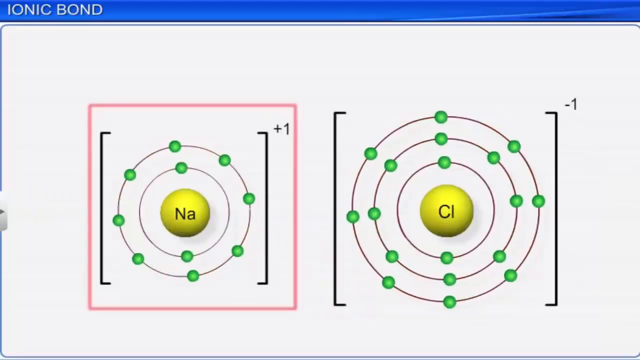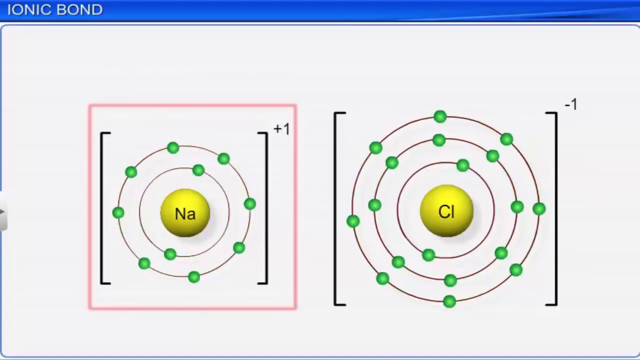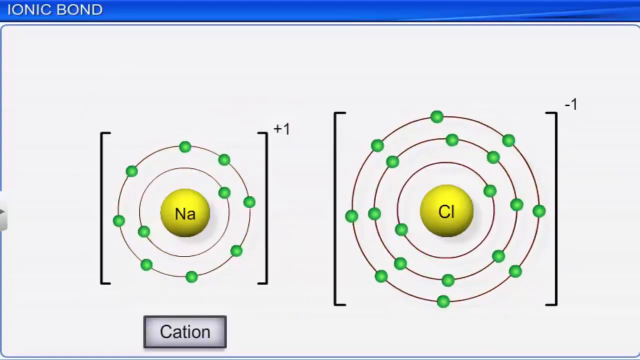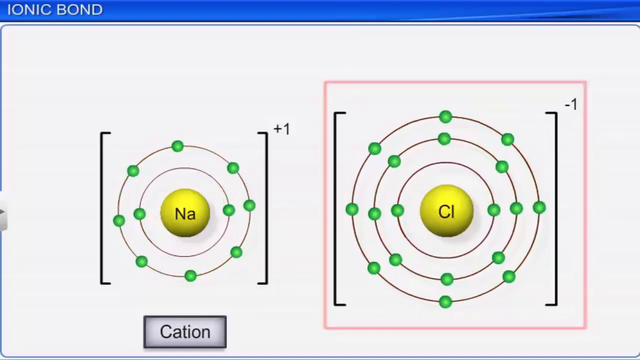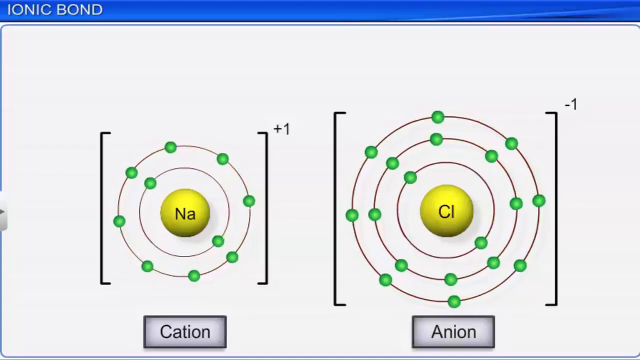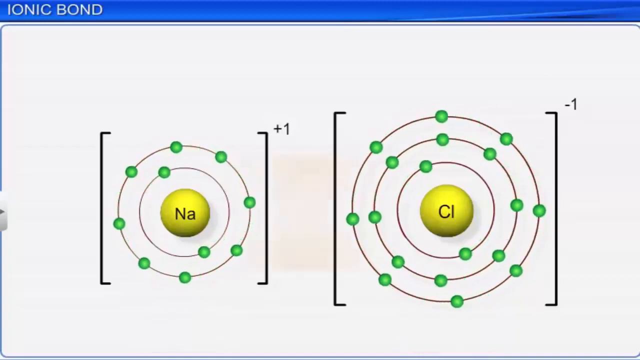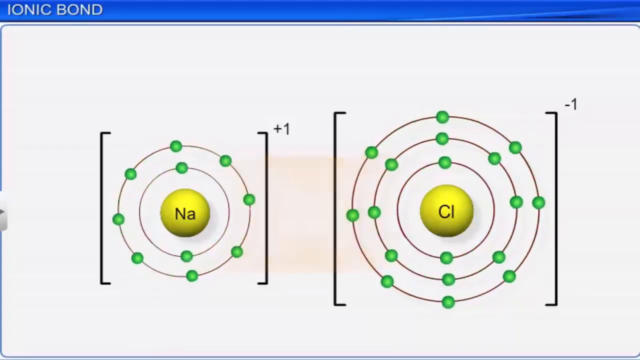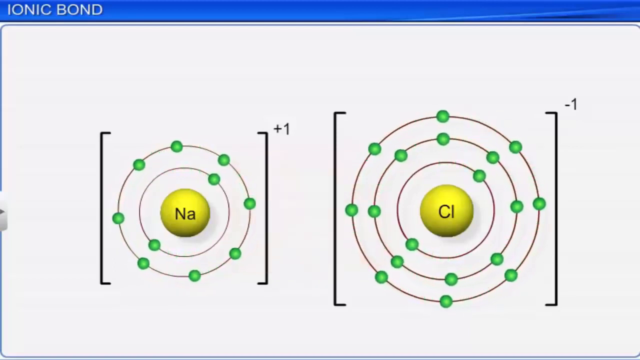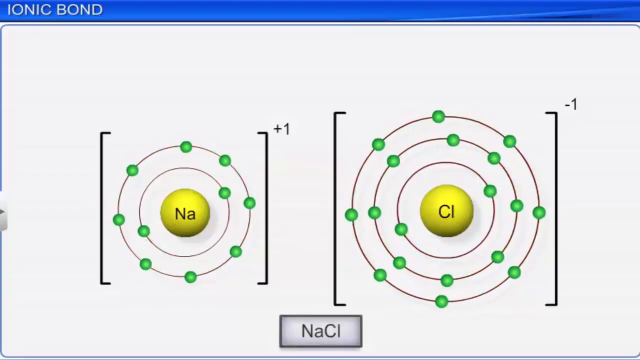Thus, sodium forms a positive ion, that is a cation, whereas chlorine forms a negative ion, that is an anion. Due to the strong electrostatic forces of attraction between these oppositely charged ions, they are held together to form sodium chloride.